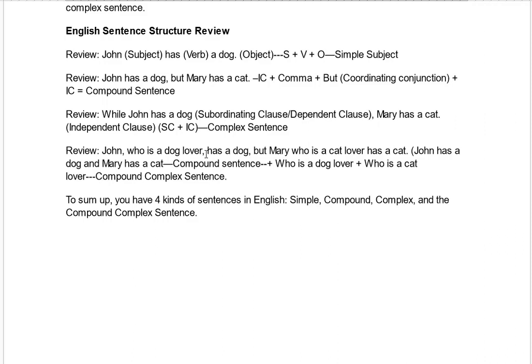John, who is a dog lover, so this is a dependent clause. So John has a dog, that's an independent clause plus a coordinating conjunction, but, and then Mary has a cat is a compound sentence. So when you put a compound sentence and a complex sentence together in one sentence, that's known as a compound complex sentence. To sum up, you have 4 different kinds of sentences in English: simple, compound, complex, and compound complex.